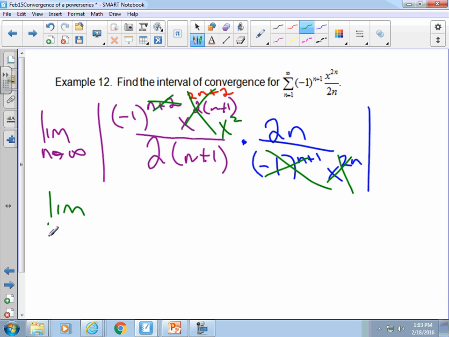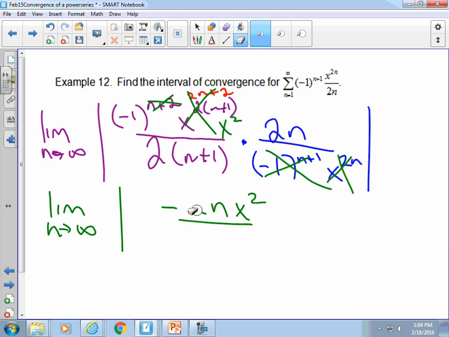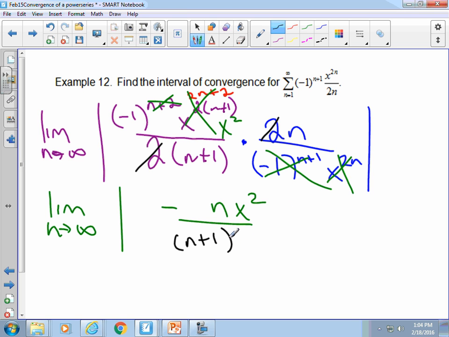So I get the limit as n approaches infinity of -2n. Everyone okay with how I got that? Oh, and x squared. This one? Oh yeah, I might have not done that. Good, let's cancel it. I like that idea. So -n times x squared over n plus 1. As n approaches infinity, I get negative x squared.